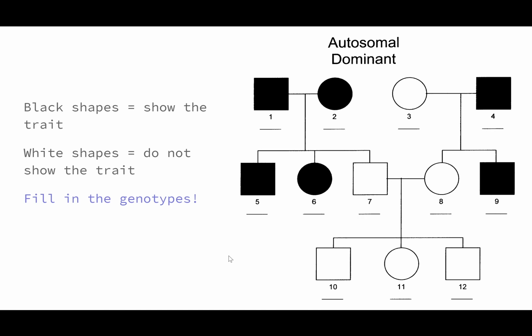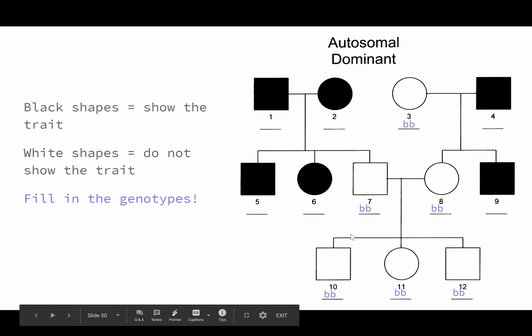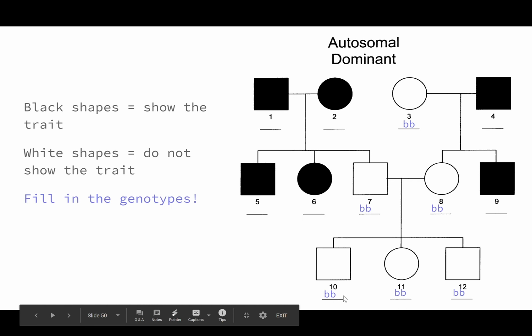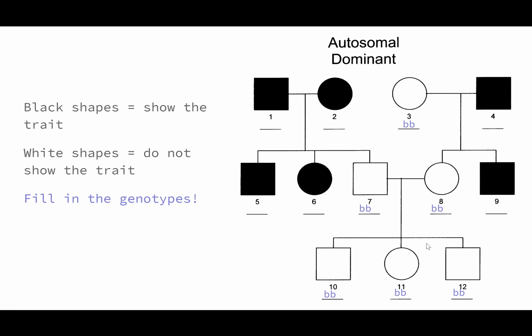So let's see if that's the case here. Right, okay, great. And so we can go ahead and fill in all the white shapes with having this little b genotype, because that's going to give them that recessive trait. All right, and then now we can start thinking about the black shapes, because black shapes represent the dominant trait.